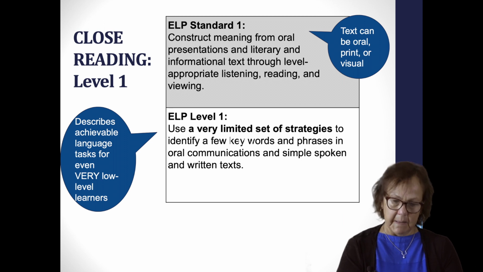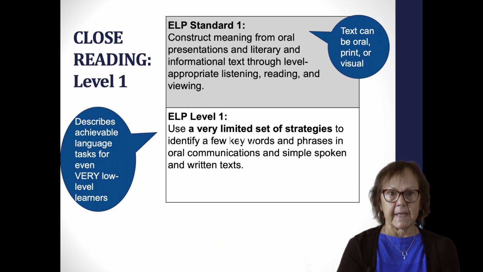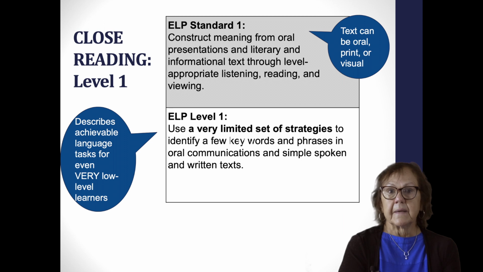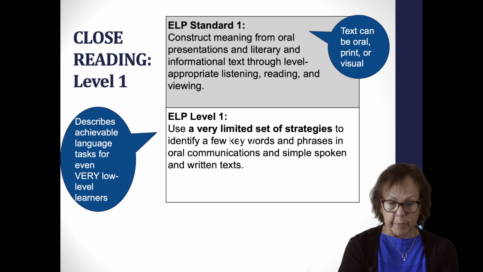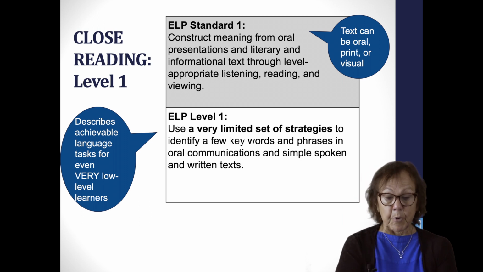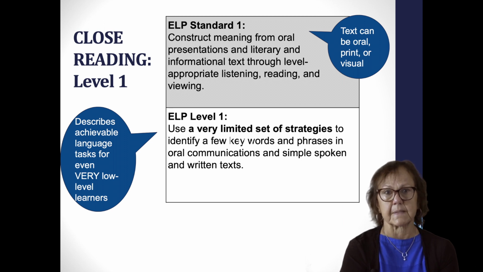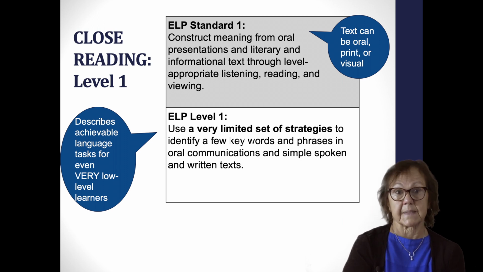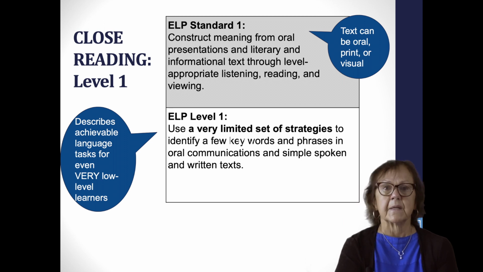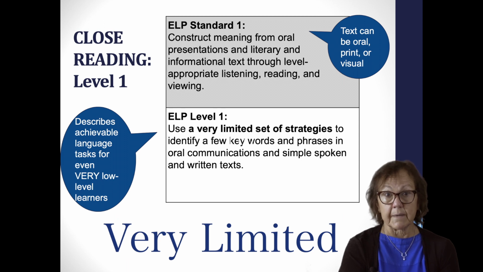Okay, text can be either oral, print, or visual. And in the ELP Standard 1, we are constructing meaning from oral presentations and literary and informational text through level-appropriate listening, reading, and viewing. And in level 1, it's a very limited set of strategies to identify those key words and phrases in oral communications and simple spoken and written text, the key being very limited on level 1. And that's appropriate for level 1.